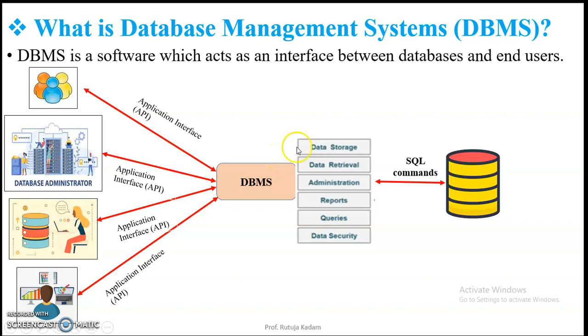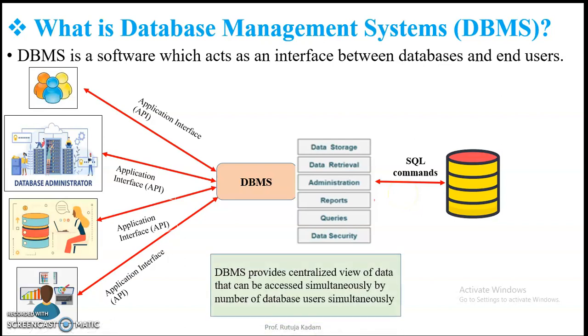Now this DBMS will perform the storage operation, retrieval operation, and report generation. It will also give security. Now DBMS provides the centralized view. What do you mean by centralized view? That all these users can simultaneously access a particular database. So that is the centralized view. That means all the data will be the same to all the users. That means the value of A will not be different for different users. It will be consistent for all the users.